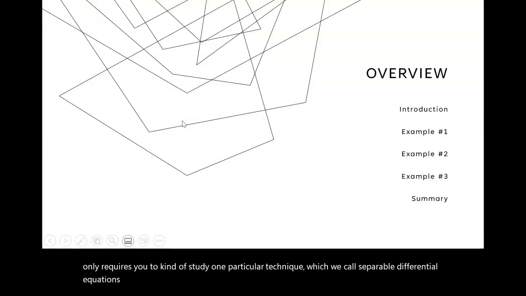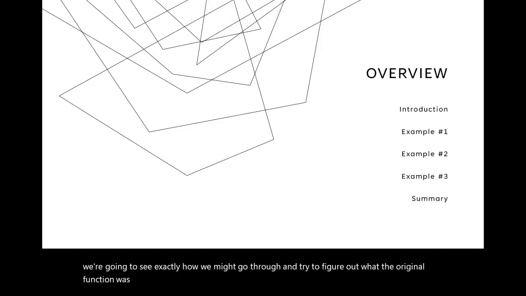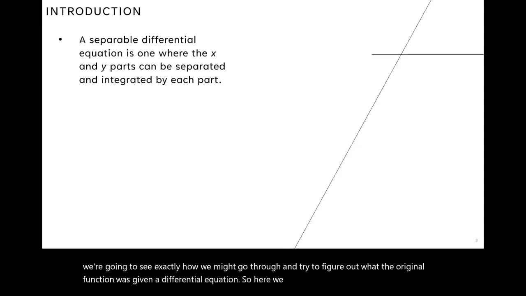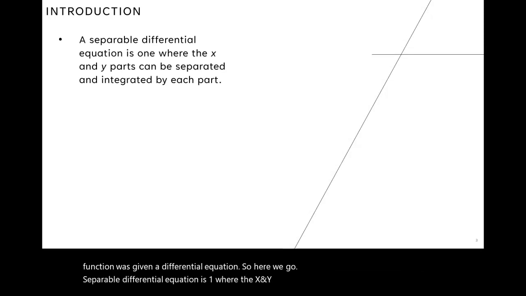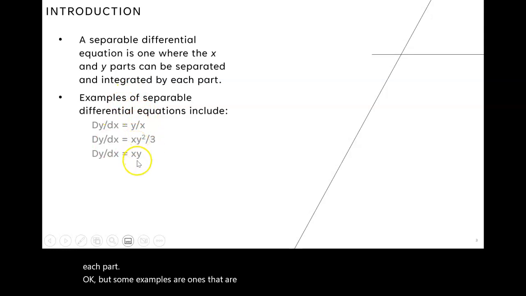So I'm only going to show you 3 examples, but they're going to be in depth, and we're going to see exactly how we might go through and try to figure out what the original function was given a differential equation. So here we go. A separable differential equation is one where the x and y parts can be separated and integrated by each part. Okay, so some examples of ones that are separable often involve division or multiplication.